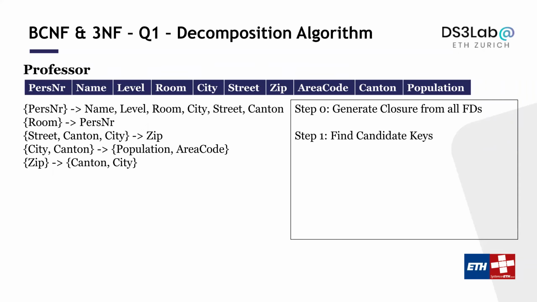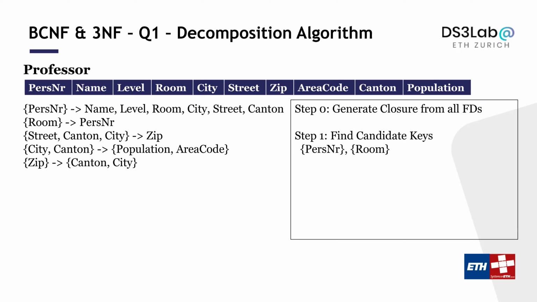Because of the definition of candidate key: if a subset alpha is a candidate key, it means that you can prove a functional dependency from alpha to all the other attributes. That is the definition of key. So in this example, I think the personnel number is a candidate key, and also the room is a candidate key.